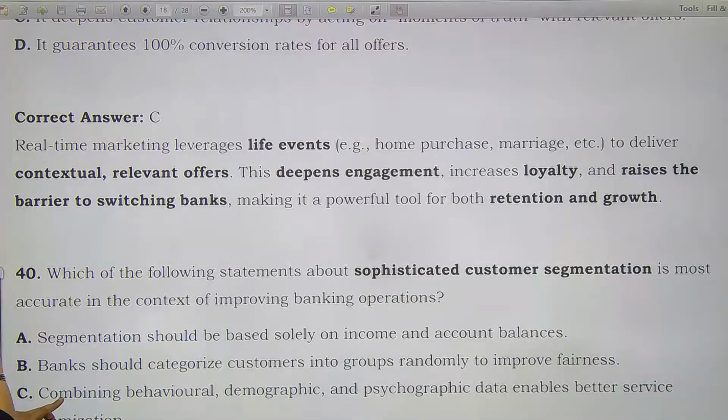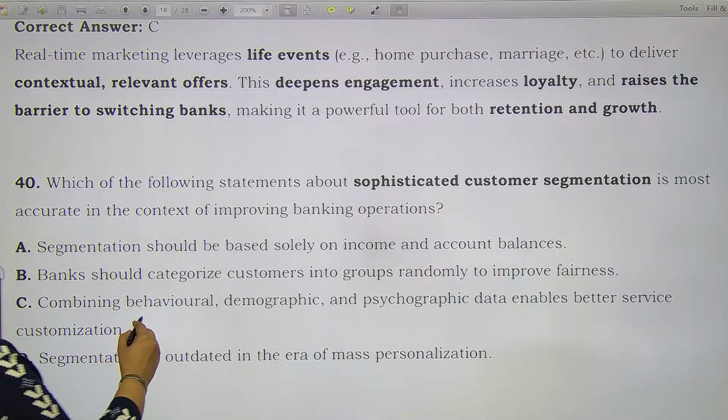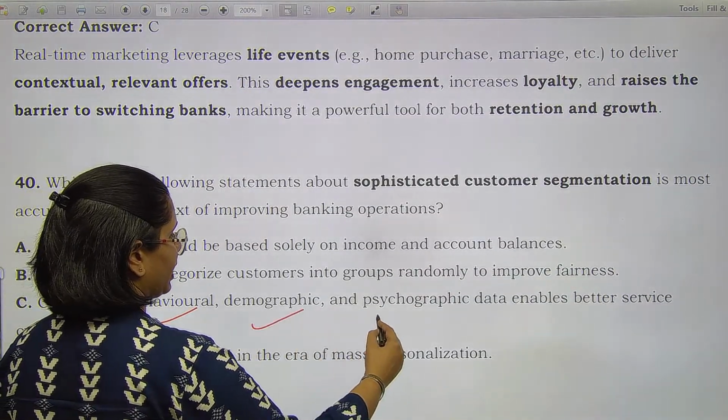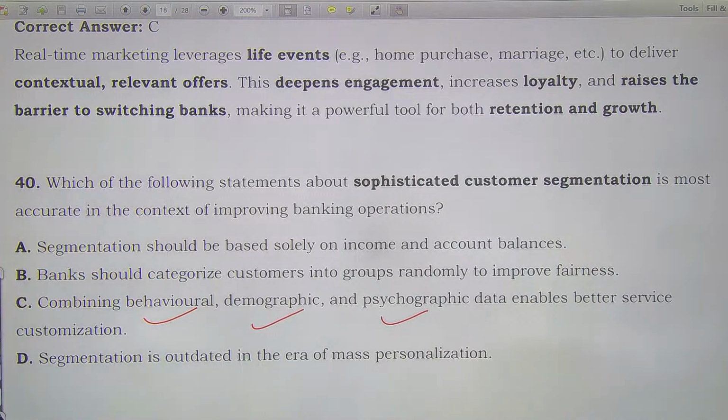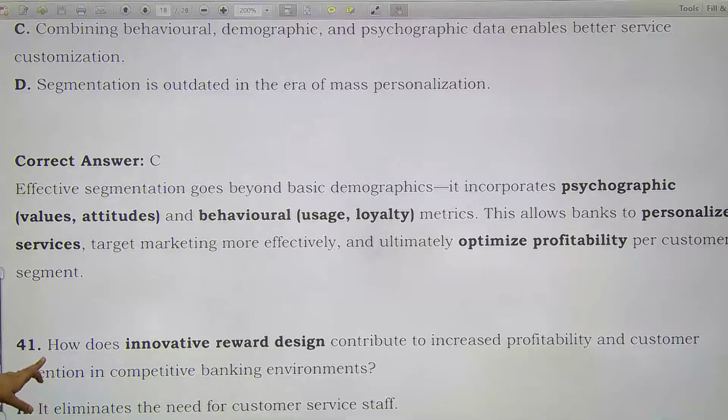Now, which of the following statements about sophisticated customer segmentation is the most accurate, right? So, over here, combining behavioral, demographic and psychographic data gives us a better customer view, and it is called sophisticated customer segmentation, where we are dividing the customers on the basis of behavioral, demographic, psychographic data. We make it all available for the data analysis.